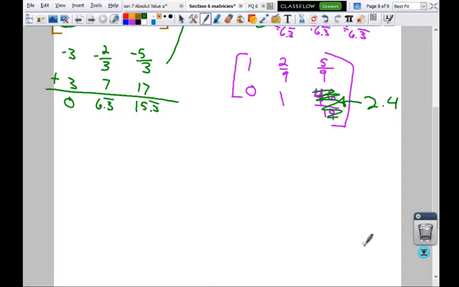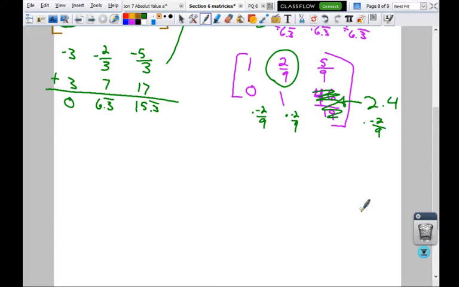So we want 1, 0, some number, 0, 1, some number. We want to make that into a 0, which means I need to make this into something to add to get that. So what should I make this 1 be when I add them together? Negative 2 over 9, right? Because when I add them, I'll get 0. So I'm going to multiply by negative 2 over 9.